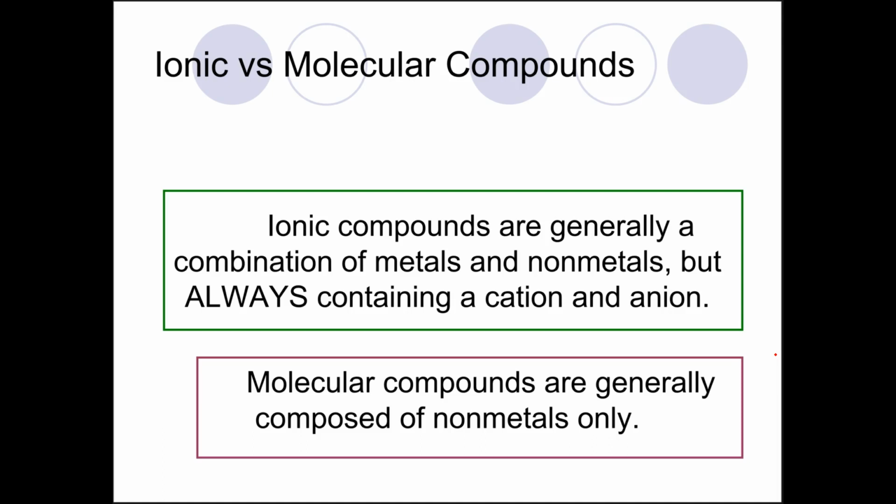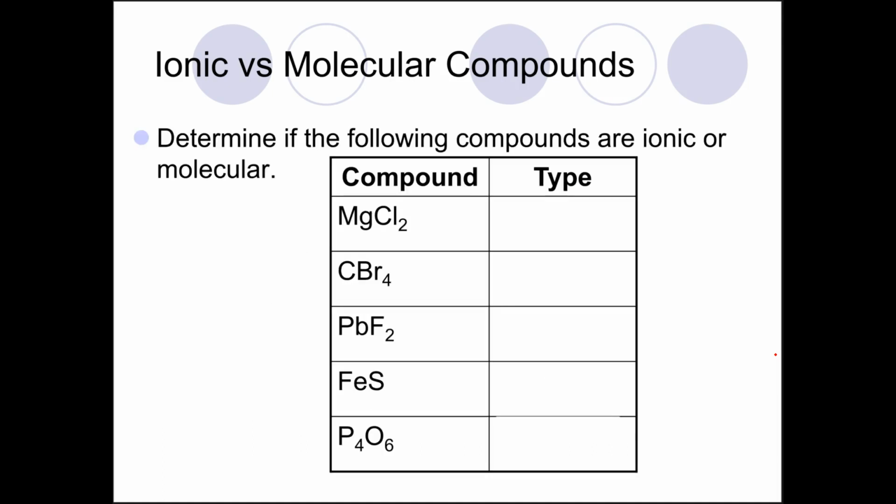Another type of compound are called molecular compounds. Molecular compounds are typically 2 atoms that are both non-metals. They're not ions. They're not cation, not anion. So we're just going to practice looking at compounds and deciding if we think that they are ionic compounds or molecular compounds. The easiest way to do this is to try to look at if they're metals and nonmetals or nonmetals and nonmetals. A metal-nonmetal combo, that's ionic. A nonmetal-nonmetal combo, that's molecular.